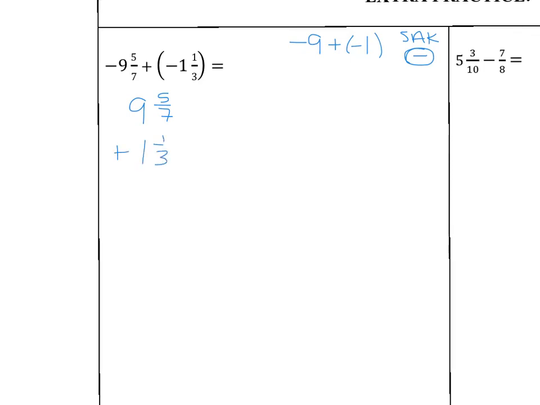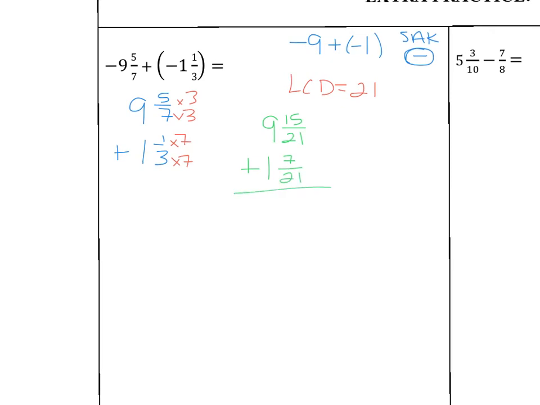And I get common denominators. I'm going to say my least common denominator is going to be 21. So times 3, times 7. I'm going to rewrite my problem so it's easier for me to kind of follow along with that. 9 and now 15/21 plus 1 and 7/21.